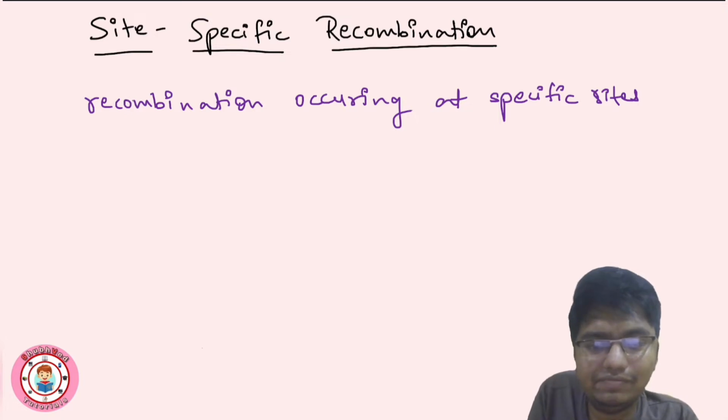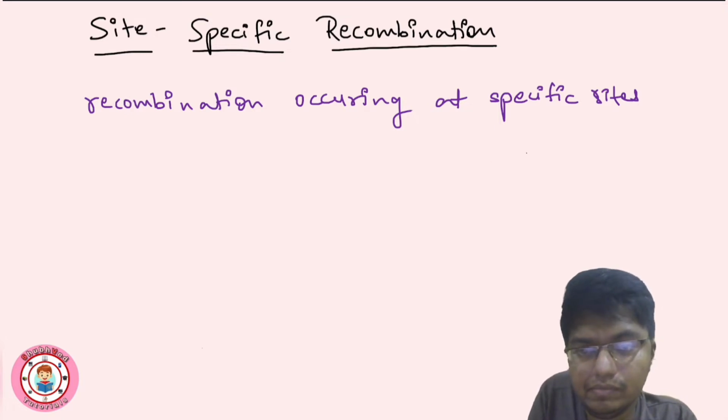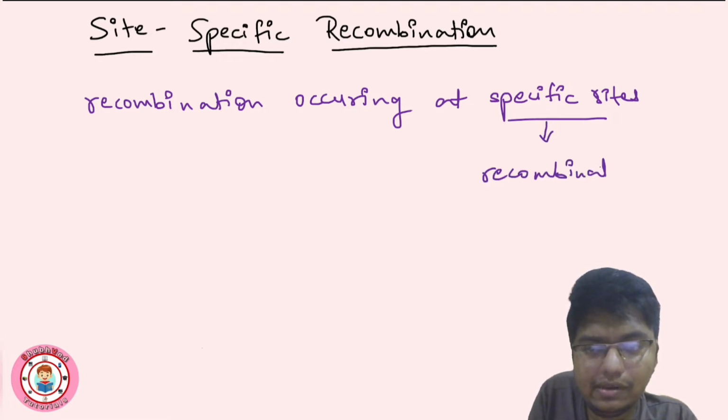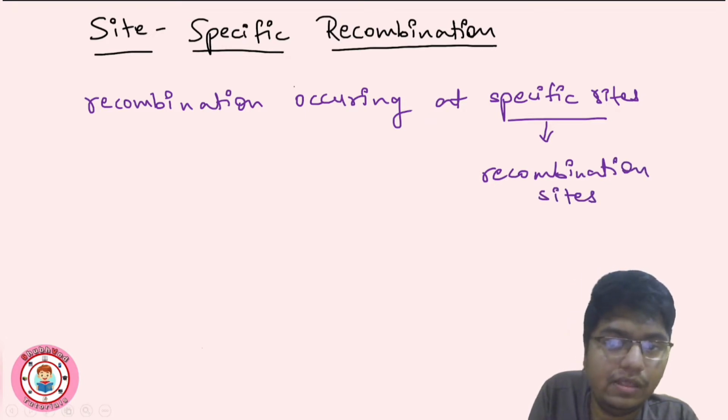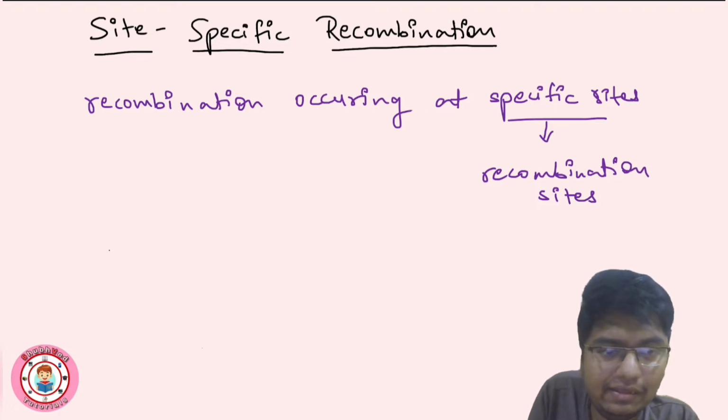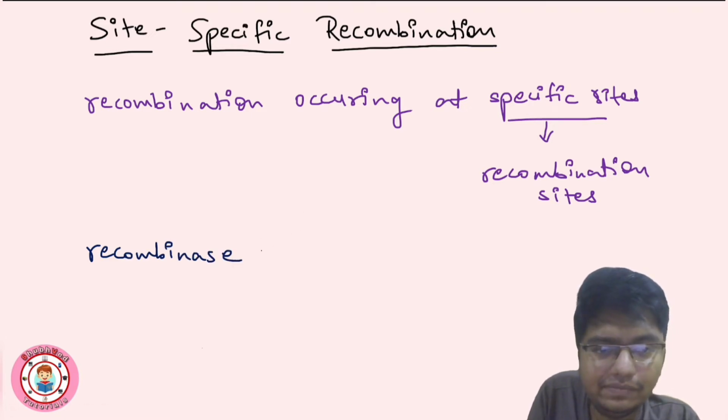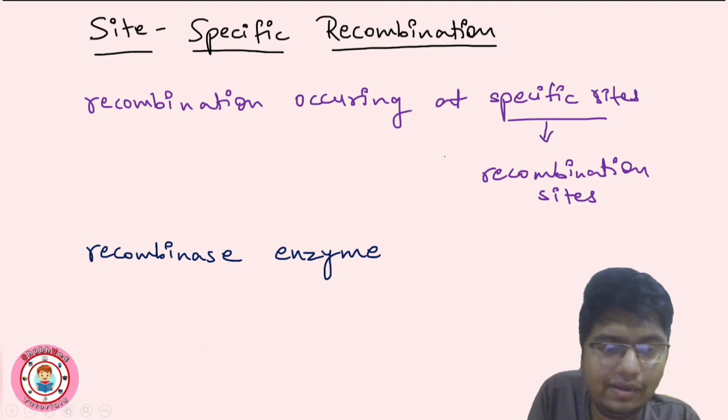So what are the specific sites? Specific sites are known as recombination sites. And the second thing is the recombinase. An important enzyme, recombinase. Then let's talk in more detail about those things now.